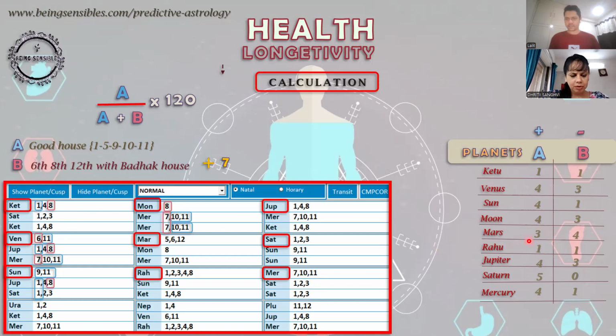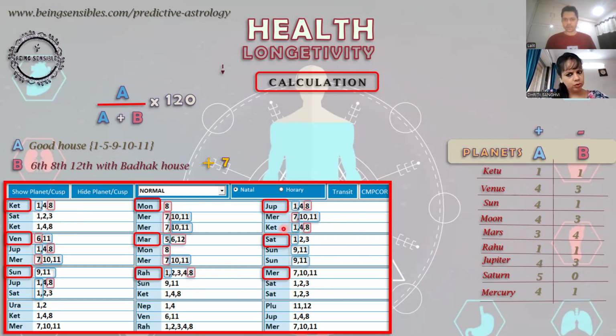Then Mars is 1, 5, 9, 10, 11. So 1, 2, 3, and 6, 8, 12, 7. So 1, 2, 3, 4. So Mars is 3:4. Rahu, only the first line we have to consider. So 1, 5, 9, 10, 11. So 1 is there. And 6, 8, 12, 7. So 8 is there. So 1:1 is the score.